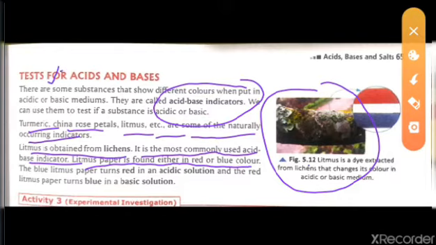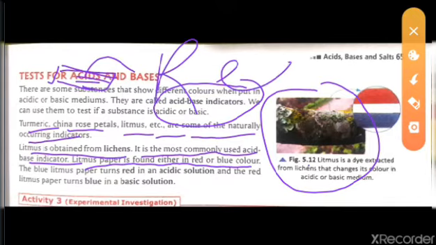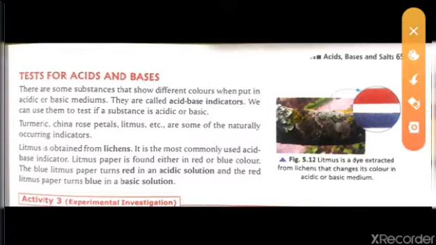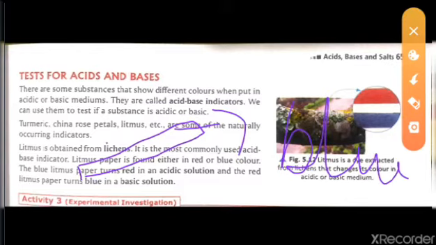If you dip blue litmus paper in an acid, it will turn red. And if you dip red litmus paper into a base, it will convert into blue. So this is the function of the litmus paper. In an acidic solution it will turn red, in a basic solution it will turn blue.